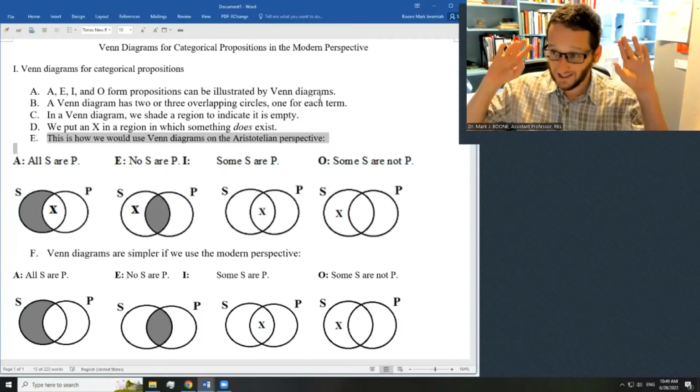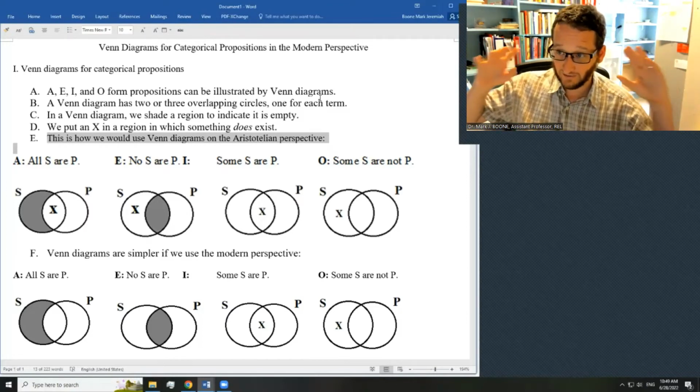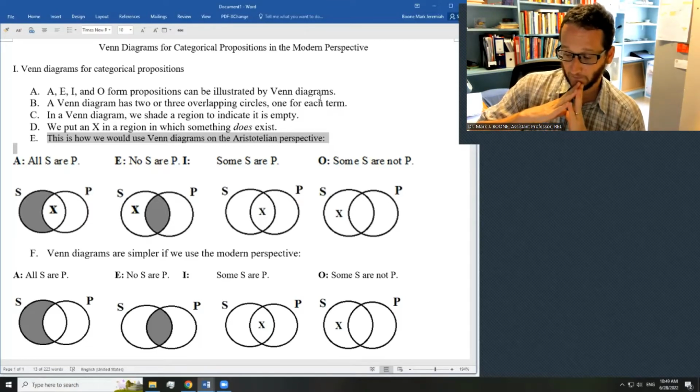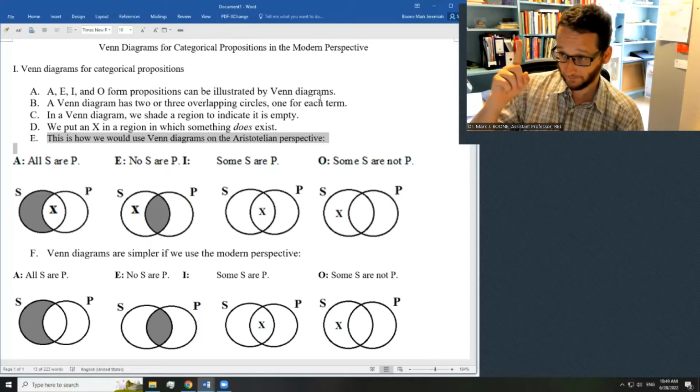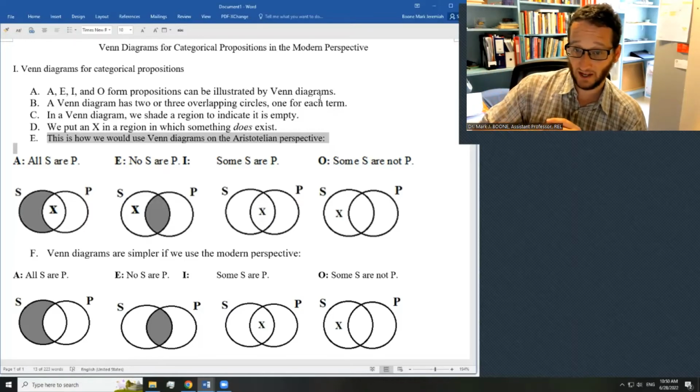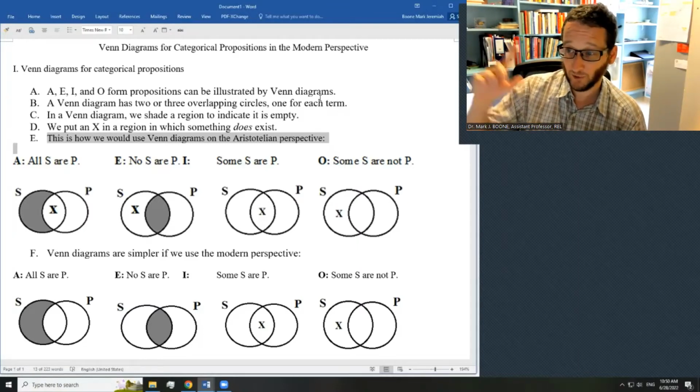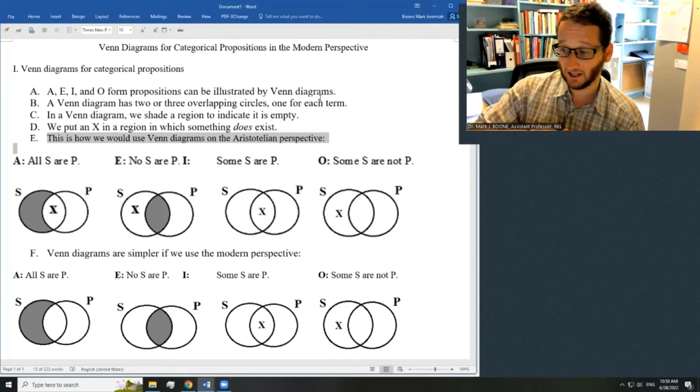Because remember, the Aristotelian perspective, the older philosophy of language on this existential import question, has it that a statement like all guinea pigs are mammals is telling us, one, if anything is a guinea pig, then it's a mammal, and two, some guinea pigs exist. Whereas the modern perspective says that a statement like that is only telling us, one, if anything is a guinea pig, then it's a mammal, full stop, nothing else. It's not telling us any guinea pigs exist.